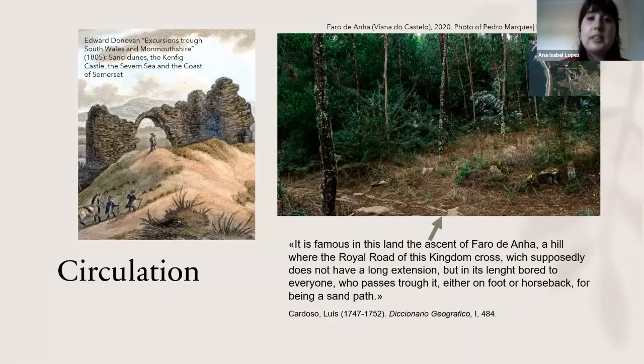Drift sands caused circulation problems on the main road of the Portuguese kingdom on Faro Hill, which was also used by St. James pilgrims. It was not very long, but it was difficult to climb due to the existence of sands, whether on horseback or on foot. As you can see in this image, the path is made of sand.